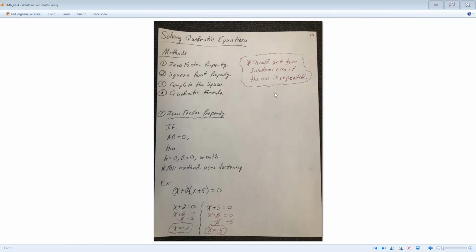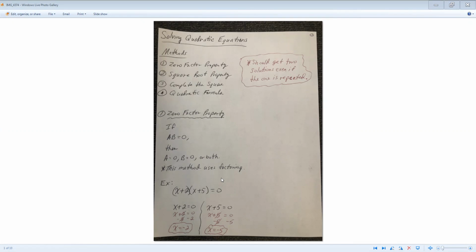So looking at the first method, the zero factor property says if a times b is equal to 0, then a is equal to 0, b is equal to 0, or both. And this method uses factoring. So make sure you are comfortable with the factoring processes. If not, let me know so I can help you out with that outside of this video.